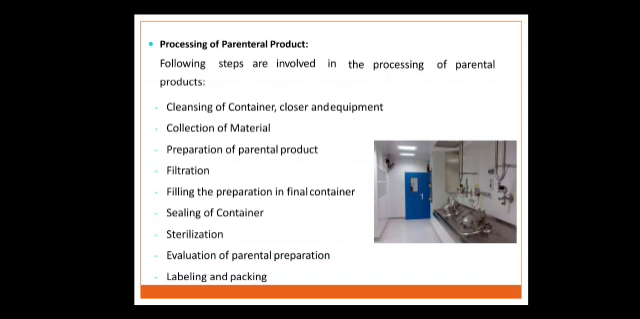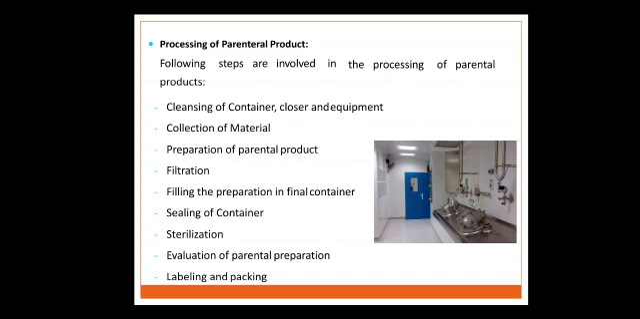Then filling of preparation into the final container. The filtered product is filled into final containers such as ampoules, vials or transfusion bottles, which are previously cleaned and dried. Ampoules are used for filling single dose whereas vials are used for multi doses. Bottles are meant for filling transfusion fluids. On small scale, filling is done manually by hypodermic syringe or needle. On large scale, the filling is done by automatic filling machine.